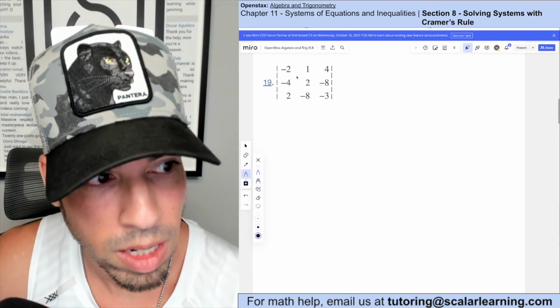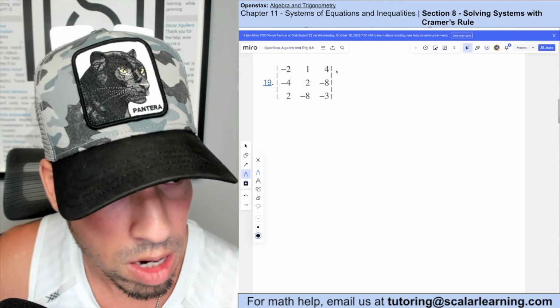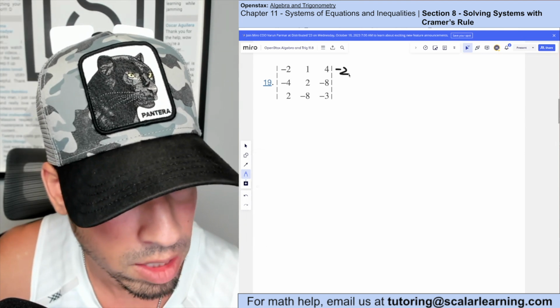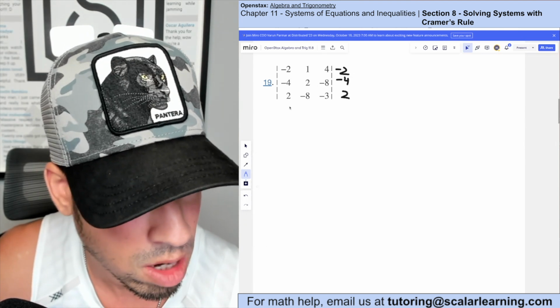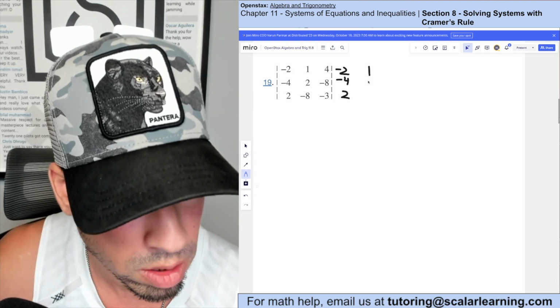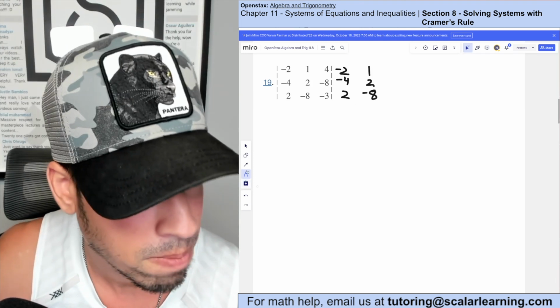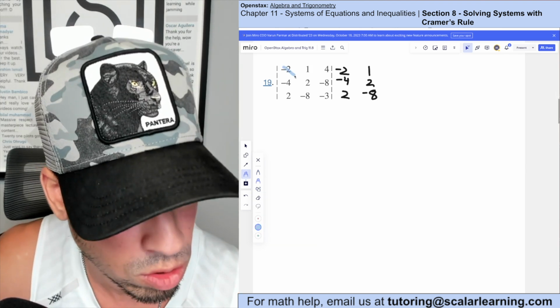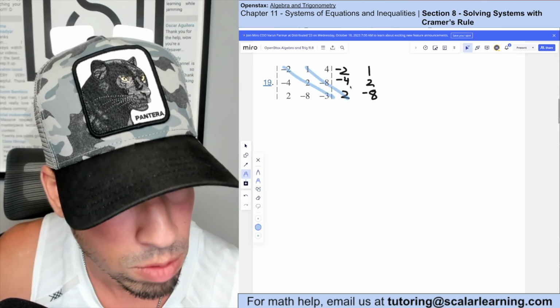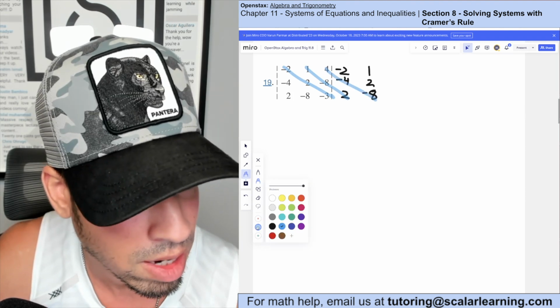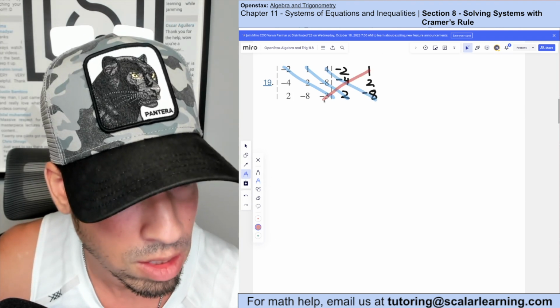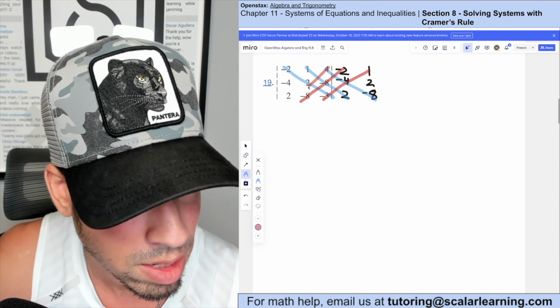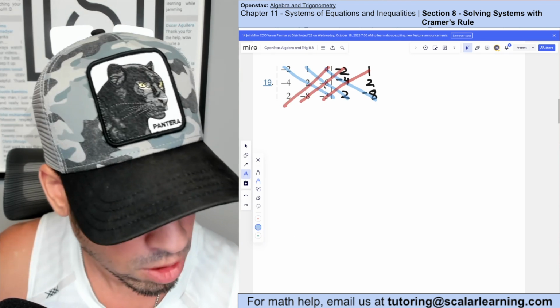Done. So for this one, again, we're going to start by repeating column 1 and column 2 right here, right? So we got -2, -4, 2. That's column 1. And then that one, 1, 2, and -8. And now we're going to do some nice diagonal products. So we're going to do this product plus this product plus this product, and then we're going to say minus this product, minus this product, minus this product. So let's write that out.